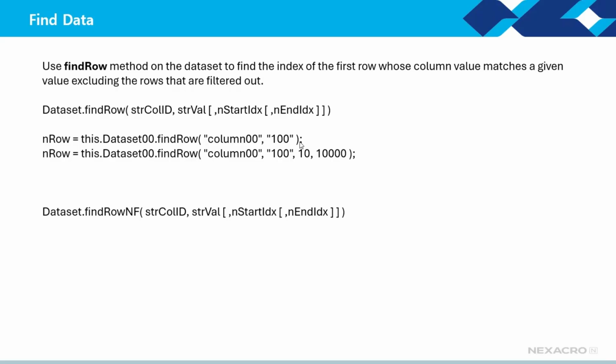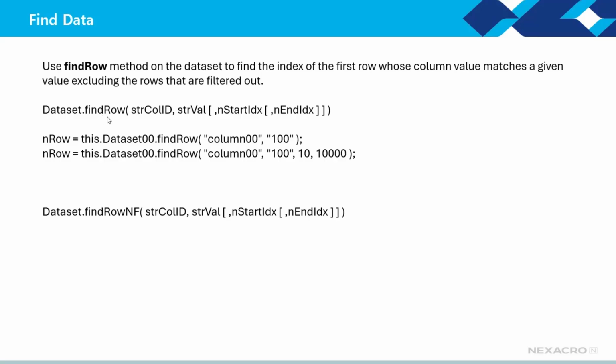To find a row in a grid whose column value matches the given value, we can use the find row method on a data set. When you use the find row, it will find the first row whose column value matches the given value. And the find row will exclude any rows that are filtered out. If you want to include all the rows in the data set, you can use another method, find row NF.